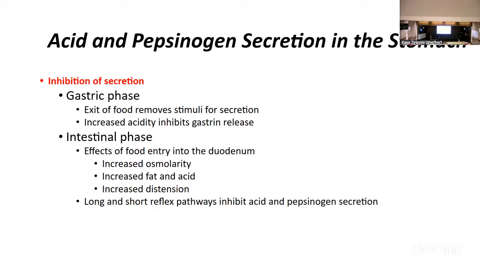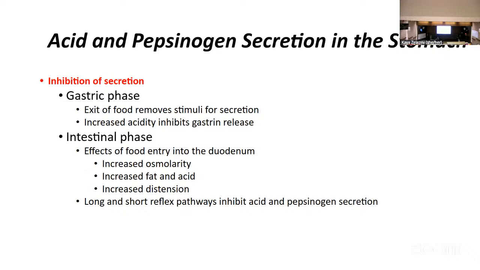So we have some ways that we can inhibit the secretion of acid and pepsinogen as well. So we're thinking of this as like the turning off the signal kind of portion. Some of that is still gastric phase control, right? So we had gastric phase control that turned on this production of acid and pepsinogen. But as we see that food leaving the stomach, so exiting through the pylorus and that pyloric sphincter and going into the duodenum, this is now removing some of that stimulus that we had for producing acid and pepsinogen.